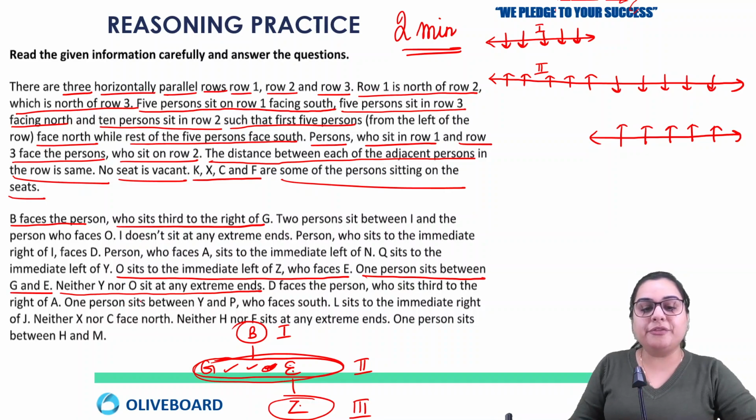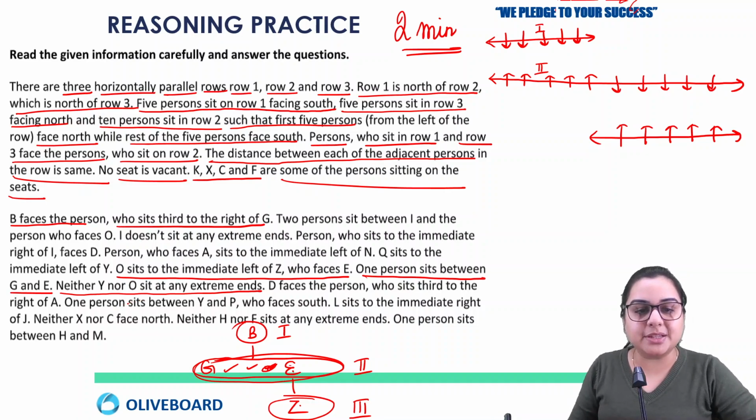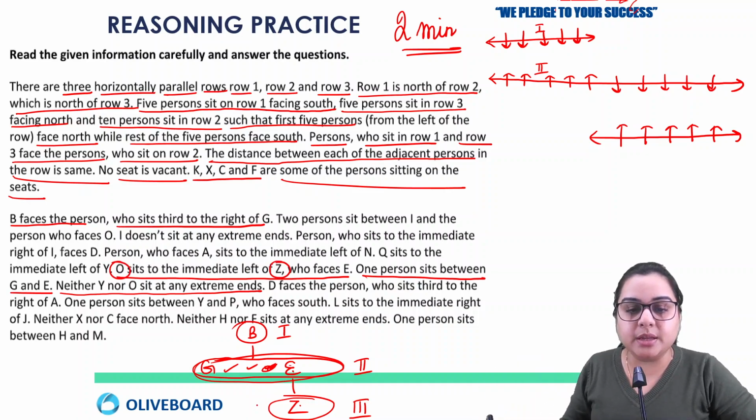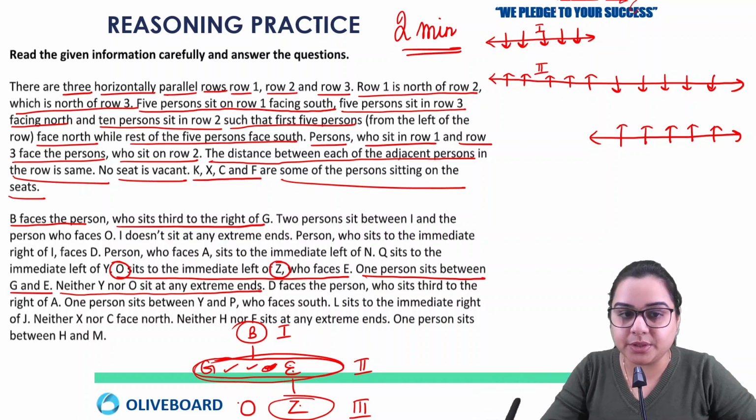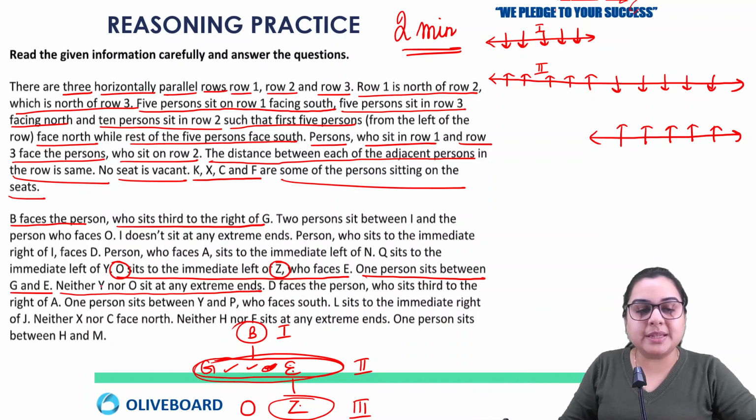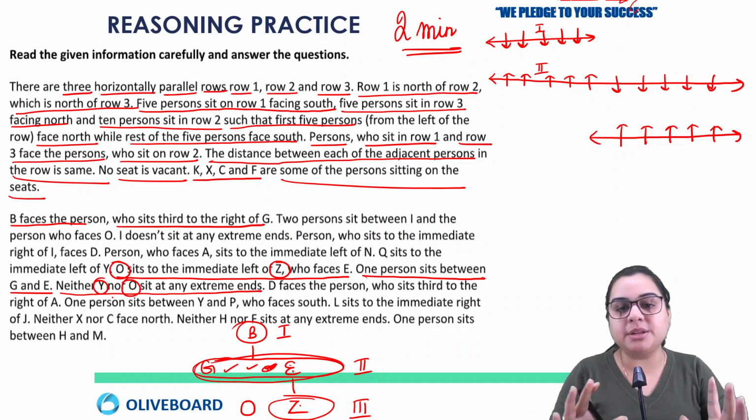From this, we have some information about Z. In the row of Z, O is sitting, so that means O is sitting in the third row. So in the third row, he is saying that neither Y nor O sits at any of the extreme ends.